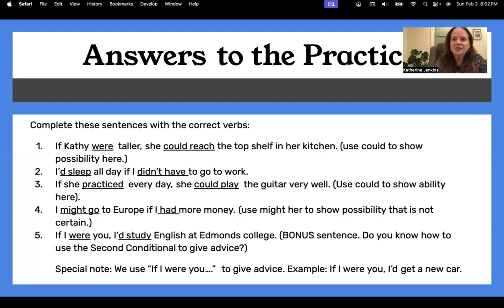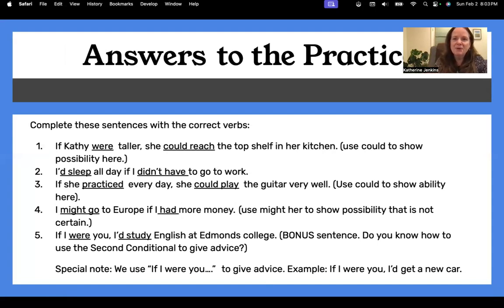Here are the answers to the exercise. I'm going to let you look these over by yourselves, but because we'll talk about it more in class, I just wanted to point out the last one. If I were you, I'd study English at Edmonds College. This is a bonus sentence because I didn't teach you about this before. If I were you is used to give advice to your friends, your family, anybody.